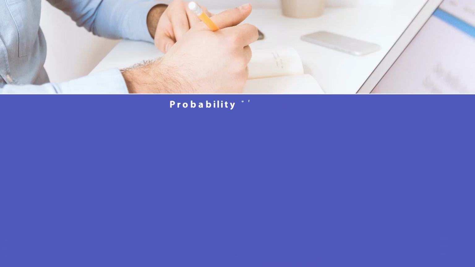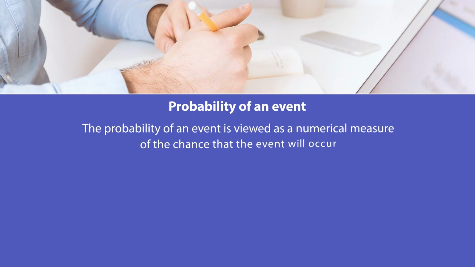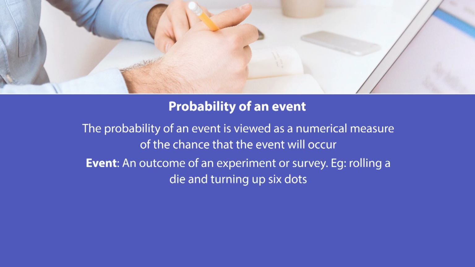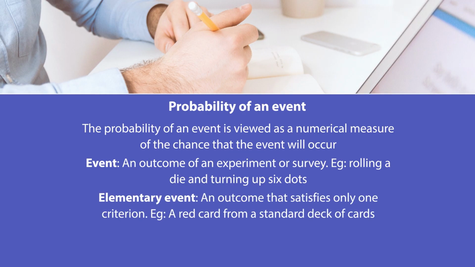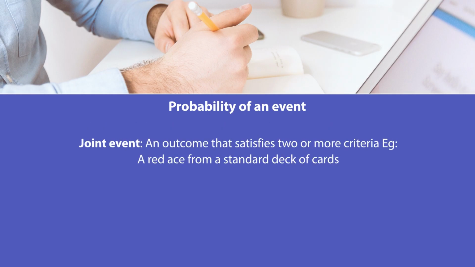The probability of an event is viewed as a numerical measure of the chance that the event will occur. If you talk about the event, it is an outcome of an experiment or survey, such as rolling a die and turning up 6 dots. An elementary event is one of the components of an event, an outcome that satisfies only one criterion, such as a red card from a standard deck of cards. A joint event is an outcome that satisfies two or more criteria, such as a red ace from a standard deck of cards.